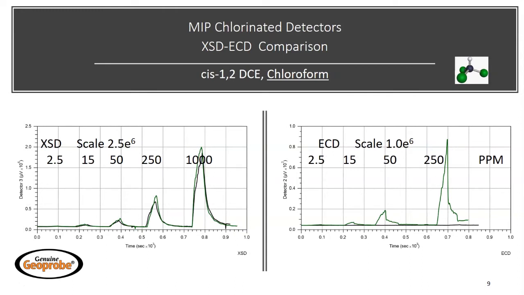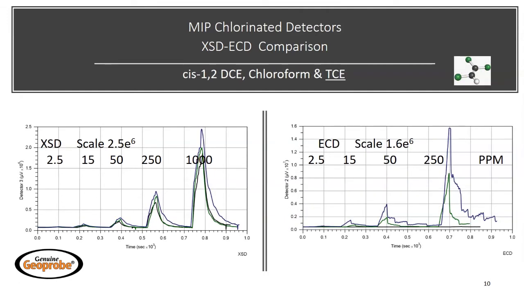The next compound is chloroform, which has 3 chlorine atoms on a single carbon. The XSD shows slightly higher but similar response magnitudes, while the ECD scale has jumped an order of magnitude to 1e⁶, with the first evident response coming at 2.5 parts per million. The black line at the bottom is that of dichloroethene.